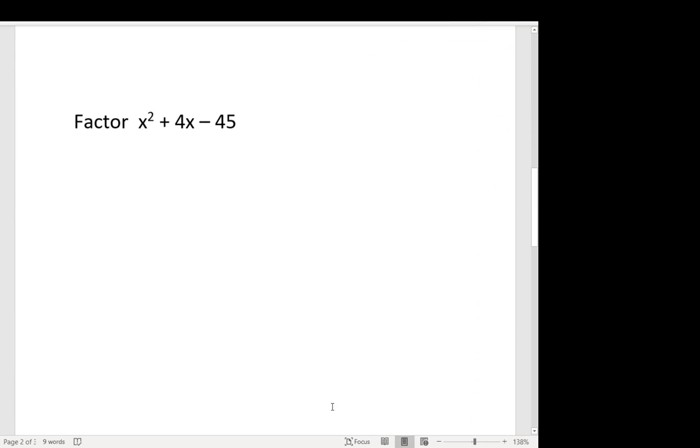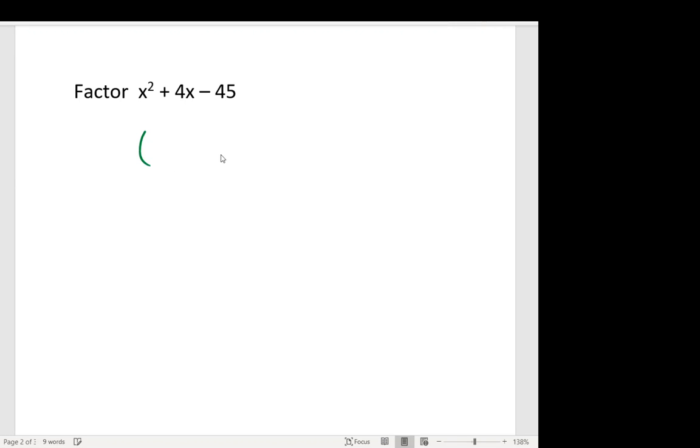Look at that. What's different about this? Now do you notice that you've got a minus 45 at the end? So, let's think what we can do. In order to get a product that is negative, what kind of numbers are you going to have to multiply together? Alright, so keep that in mind.